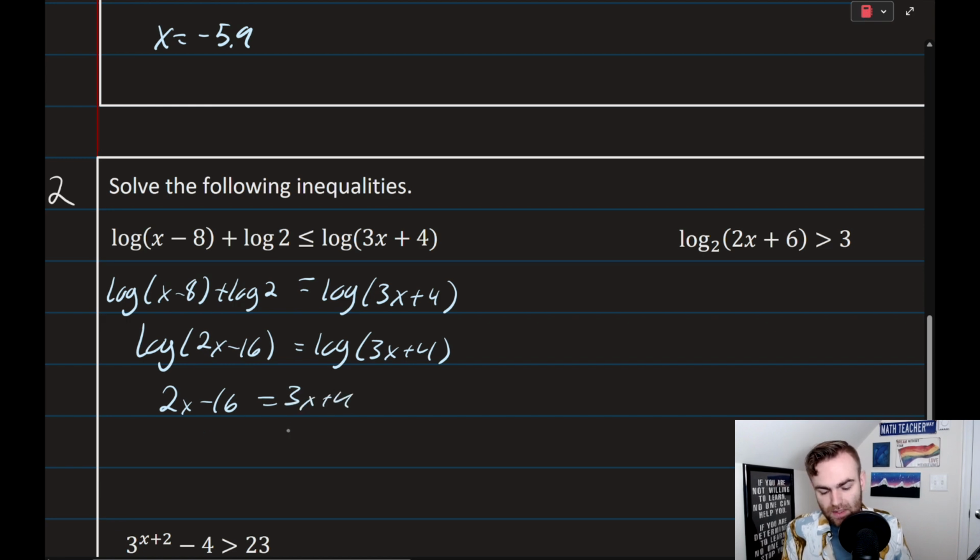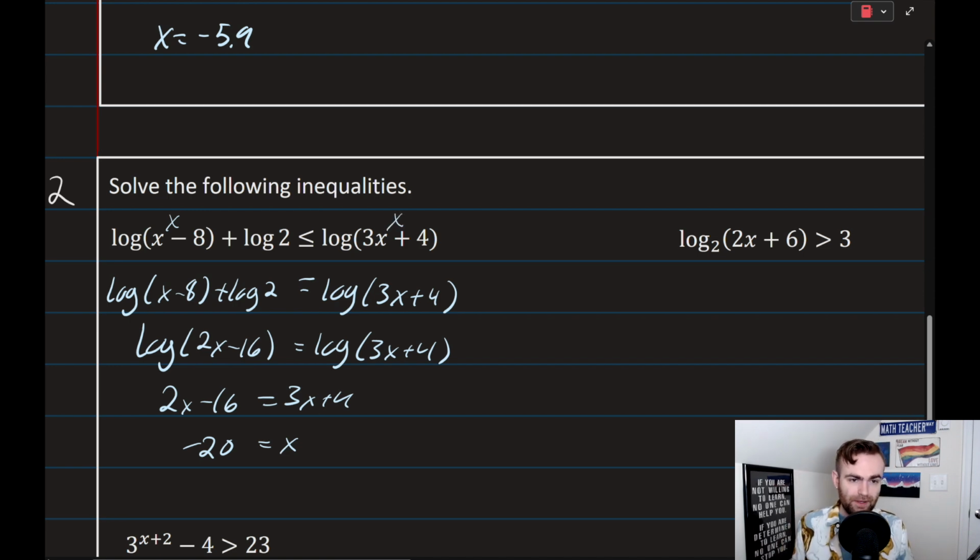If I subtract 2x, I get x on the right, and if I subtract 4, I get negative 20 on the left. So I get x is equal to negative 20. So that's where the intersection would occur. Like with equations, we need to test this value, see if this value actually works. And in this case, it doesn't. It fails here, and indeed it fails here as well.